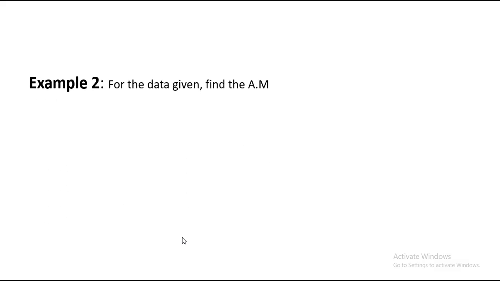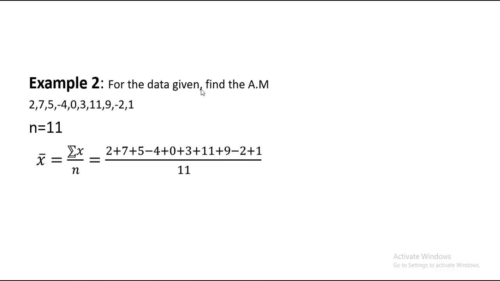Alright, so there's another example. For the given data, find the arithmetic mean. Now this is the data given: 2, 7, 5, minus 4, 0, 3, 11, 9, minus 2 and 1. Alright, and they have asked you to find out the arithmetic mean for the following data. Now since n is 11 and the mean formula is summation x divided by n.